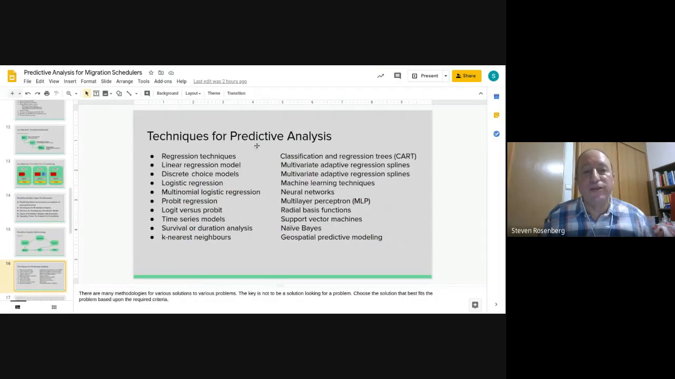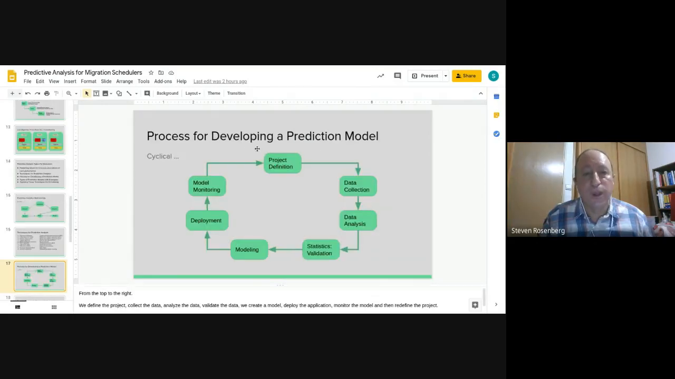So there are many techniques for predictive analysis, and I won't go over them all. The key is not to be a solution looking for a problem. You need to define the problem first and then choose a solution that best fits the problem based upon the required criteria. So this is the process for developing a predictive model.